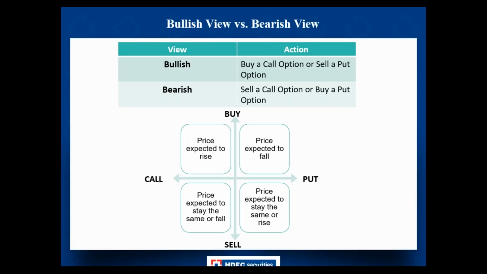To get more clarification out of this, there is this quadrant that you can see, and we'll try to understand how this quadrant explains the concept of call and put option, whether it's a buyer and seller. Now you can see that the X quadrant is call and put, and the Y quadrant is buy and sell. So when you are buying a call option, you expect that the price of the stock will rise. That is the reason why you're buying a call option.